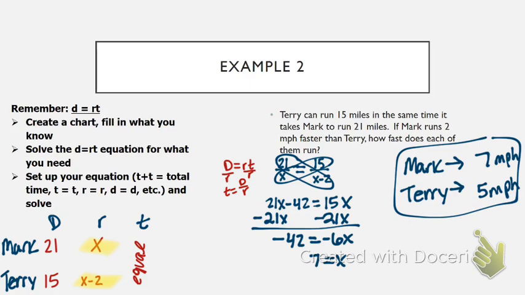So the key to these is we need to set up our chart, fill in our chart, and then almost always it's going to be time equals distance divided by rate that is the important information. So we're going to set distance and divide it by rate and go from there.